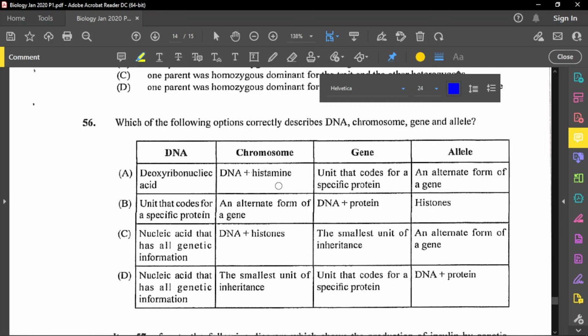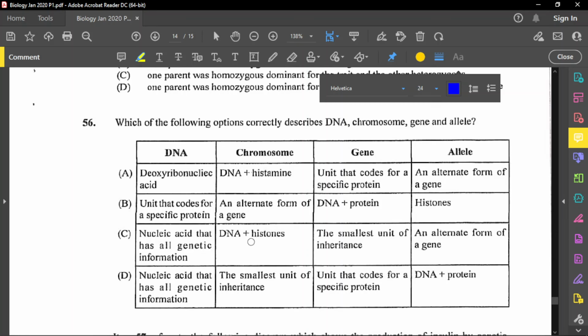All right, the alternative forms of gene, that is not true. So we know B is out so far. The smallest unit of inheritance, which is the gene, is out right there. So we know it must be between C and A.